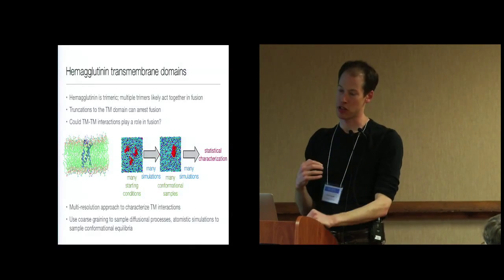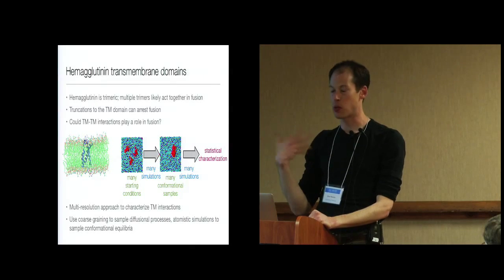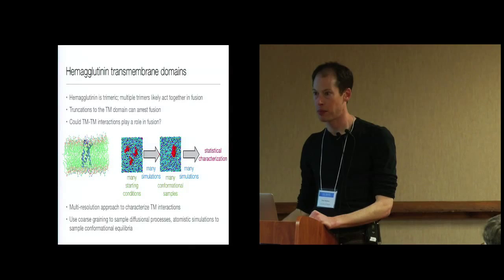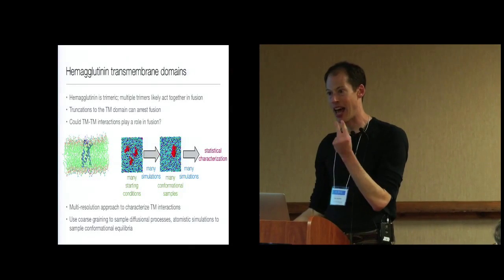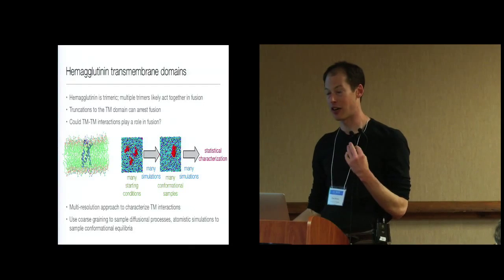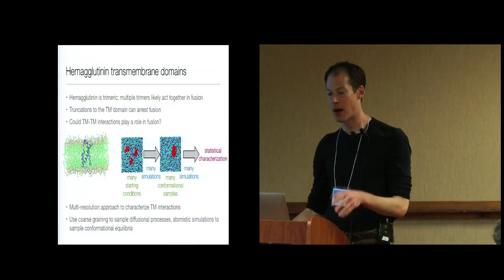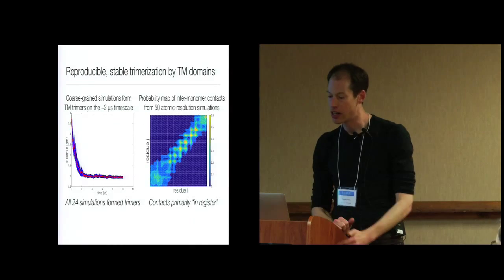But once there are encounter complexes, that's where we're engaging the statistical sampling to try to get at the atomistic dynamics of, are these complexes stable? What do they look like? How much variability do they have?